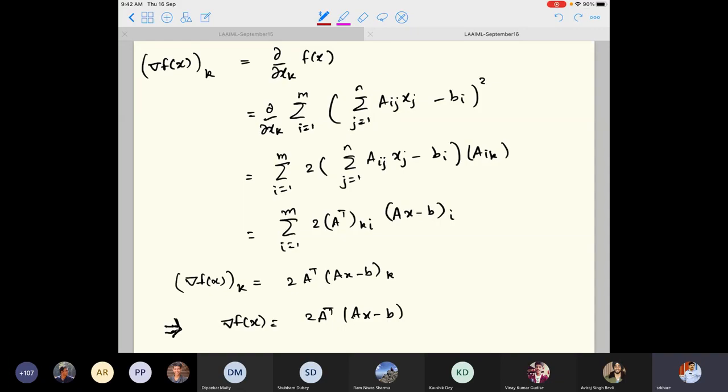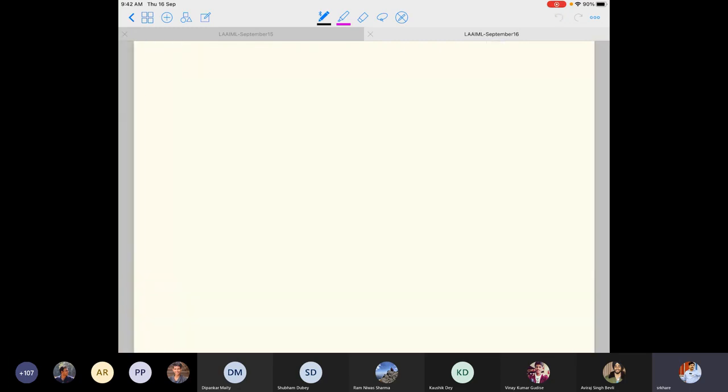So it's just writing matrix multiplication. Here also I have used the same matrix multiplication logic and I get this particular thing, right? So gradient of f(x) is basically this vector. Okay, so if this is the vector, then what I'm going to say is the following.